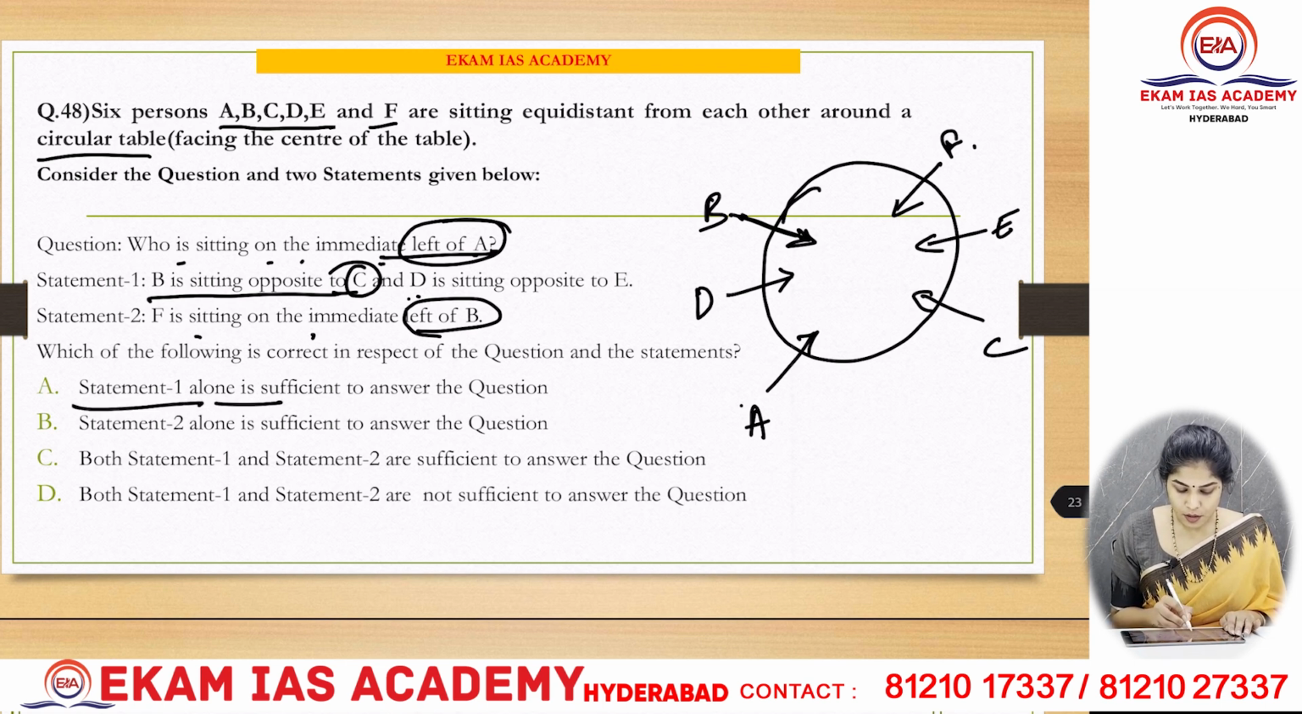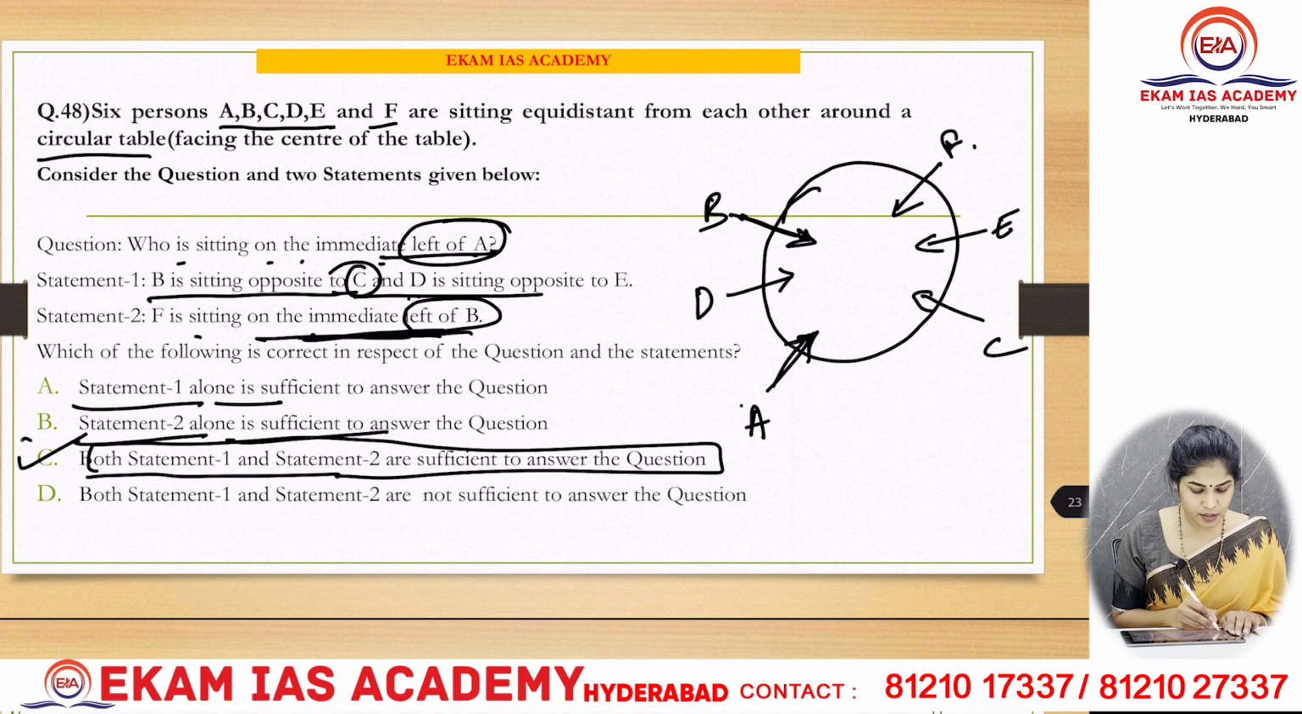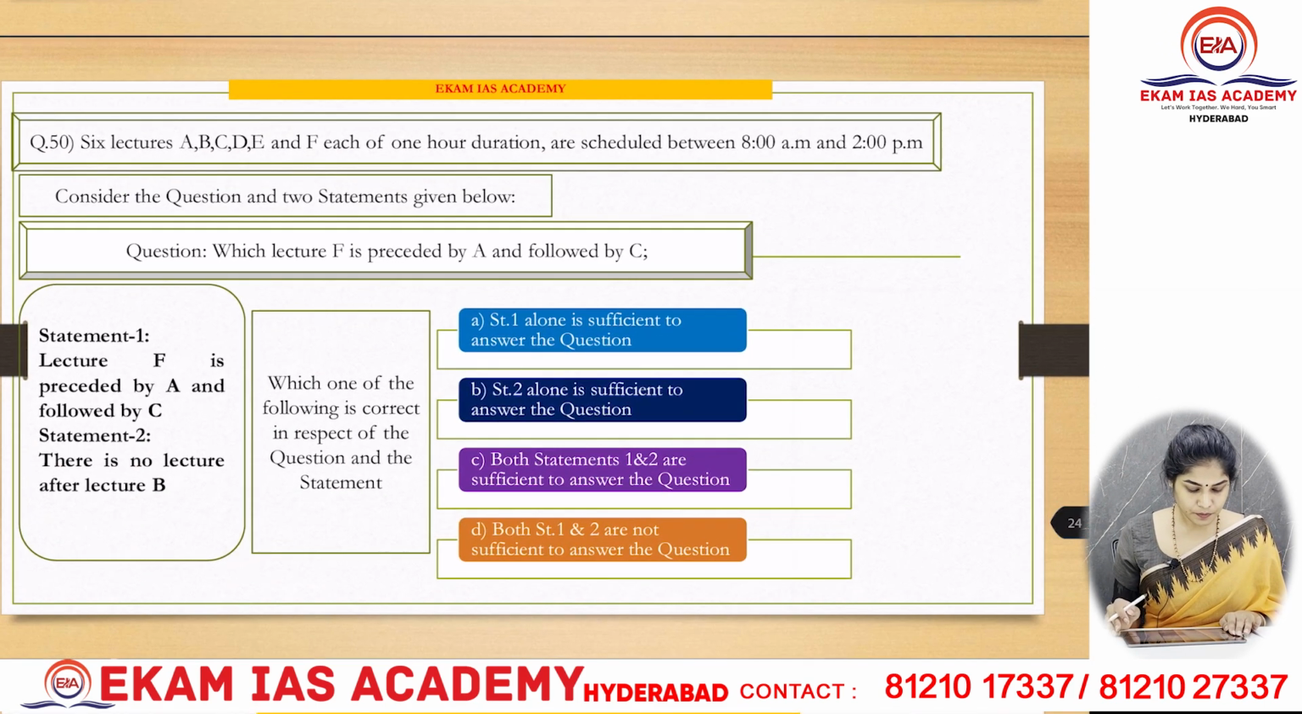Statement 1 alone. 1 alone is not possible, right? Because F's place is required to tell the position of A also, right? So statement 2 alone, not. So both statement 1 and 2 are sufficient to answer the question. So C is the right option. Okay. Let's go to the next question.